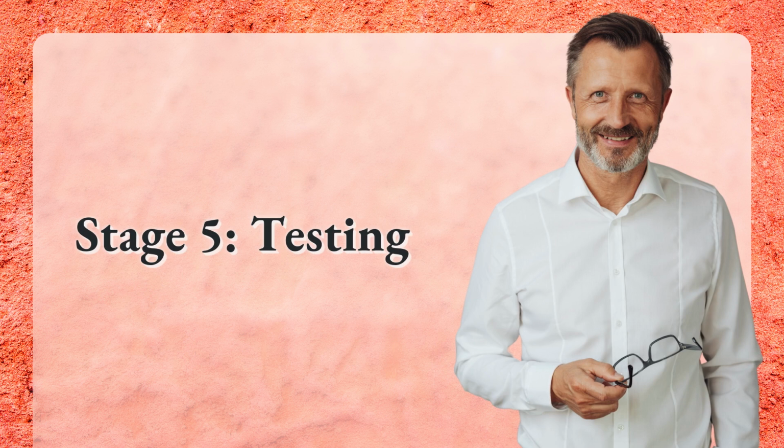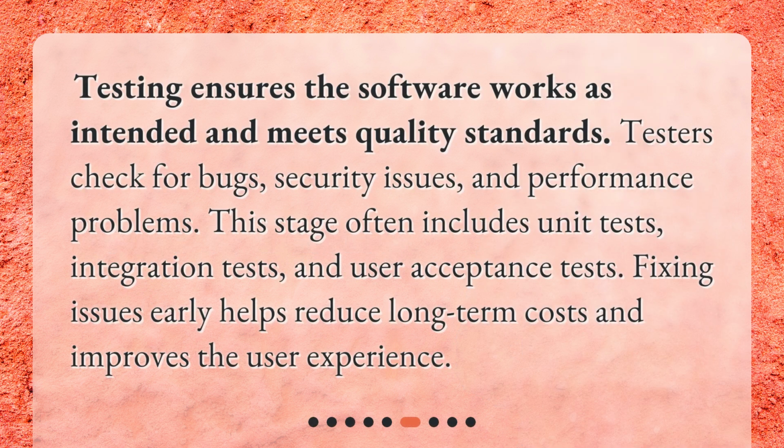Stage 5. Testing. Testing ensures the software works as intended and meets quality standards. Testers check for bugs, security issues, and performance problems. This stage often includes unit tests, integration tests, and user acceptance tests. Fixing issues early helps reduce long-term costs and improves the user experience.